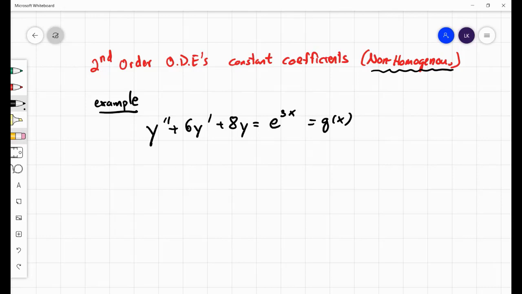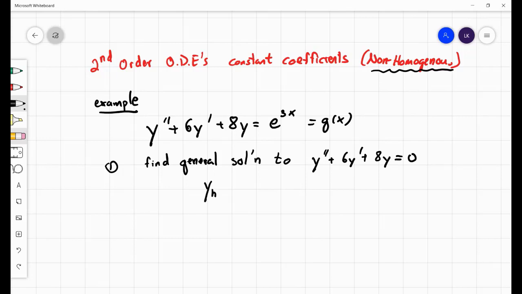Okay, so I'm going to outline the procedure for solving this non-homogeneous equation. Number 1, you find a general solution to the homogeneous version of this problem. We're going to write that as, let's say, y sub h for homogeneous, and you're going to get a combination of two independent functions that solve the homogeneous differential equation, not the original. Number two, you're going to find a particular solution to the original.